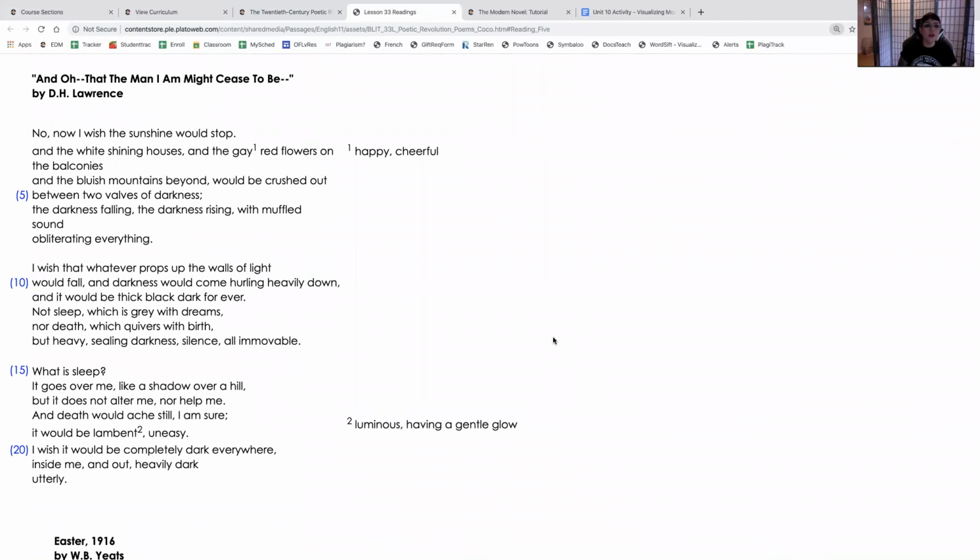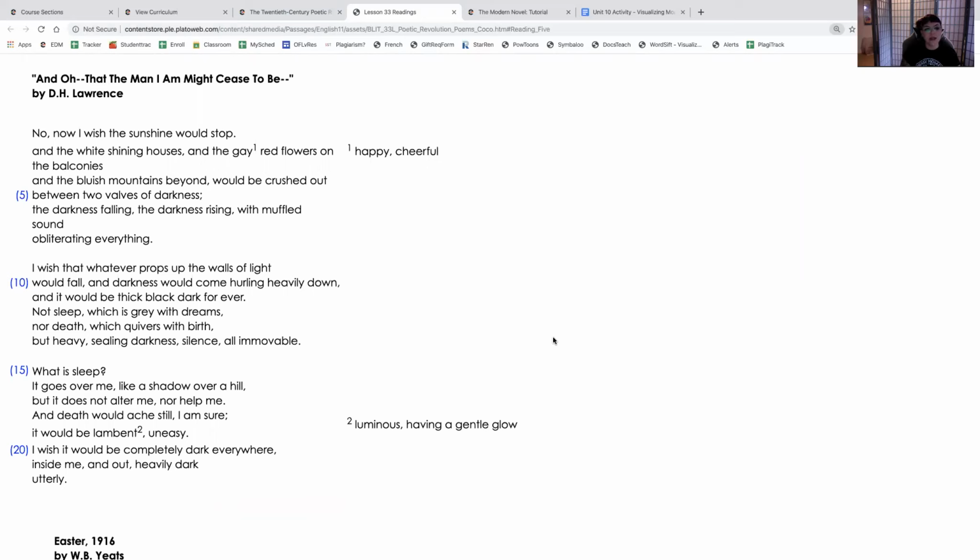No, now I wish the sunshine would stop, and the white shining houses and the gay red flowers on the balconies and the bluish mountains beyond would be crushed out between 2 valves of darkness. The darkness falling, the darkness rising, with muffled sound obliterating everything. I wish that whatever props up the walls of light would fall, and darkness would come hurling heavily down, and would be thick black dark forever. Not sleep, which is gray with dreams, nor death, which quivers with birth, but heavy, sealing darkness, silence, all immovable. What is sleep? It goes over me like a shadow over a hill, but it does not alter me nor help me.